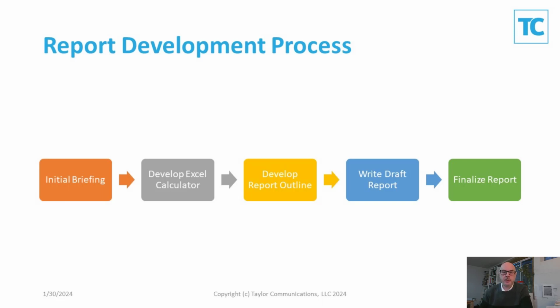When we develop our ROI report, the development process looks like this. I mean, it's going to be adapted to however you work, but generally it looks like this. We have an initial briefing, followed by the development of the Excel calculator, which I'll demonstrate in a minute. That's the first step. Once we've agreed on that, then I can develop an outline for the report. The report is customized to your business case and how your business works and how the solution solves customers' unique problems. Once you approve the outline, we go to a draft and then we finalize.